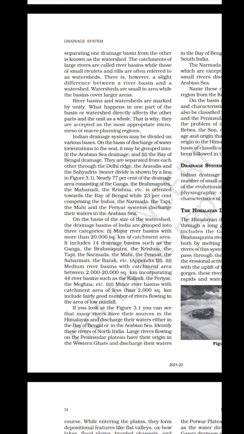On the basis of the size of the watershed, the drainage basins of India are grouped into three categories. Major river basins with more than 20,000 square kilometres of catchment area. It includes 14 drainage basins such as the Ganga, the Brahmaputra, the Krishna, the Tapi, the Narmada, the Mahi, the Pennar, the Sabarmati, the Barak, etc.